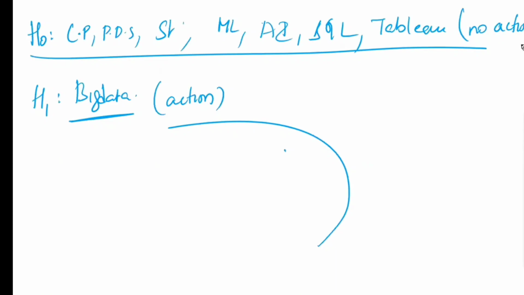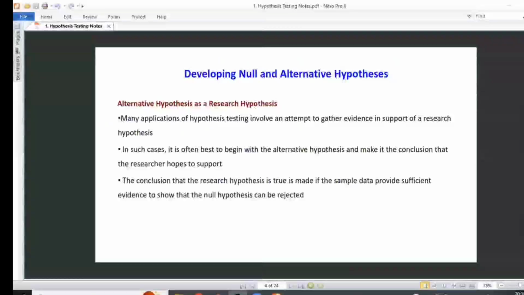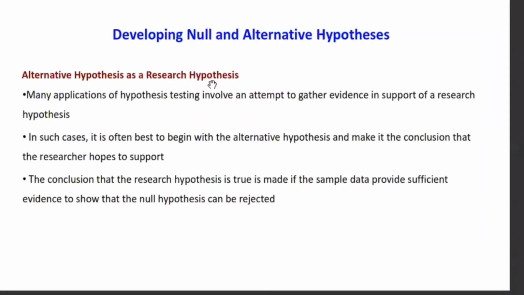Is that clear? Where I have to take the action, where I have not to take action. So this is my null hypothesis. This is my alternate hypothesis. Clear? Any question? So like this, whichever you want to prove, that one is the research hypothesis.